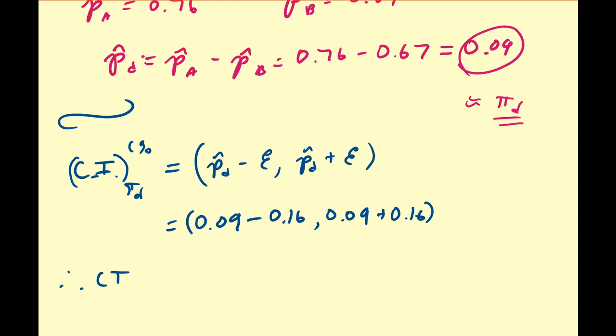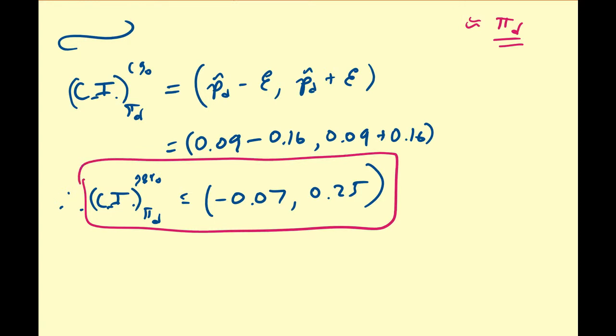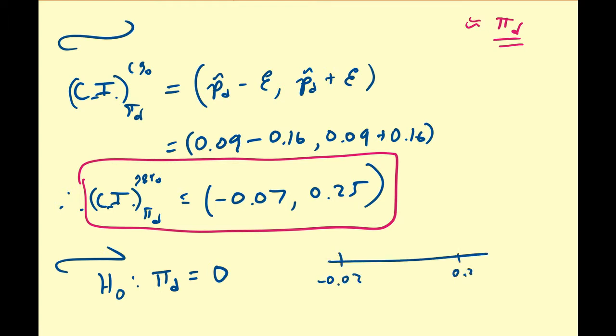So that means the confidence interval for our population proportion difference under a 98% level of confidence is going to be equal to negative 0.07 and 0.25. So this is what we're going to work with in terms of making our conclusions. Remember, our null hypothesis was that pi D was equal to 0. So if we look at these numbers, negative 0.07 and 0.25, our null hypothesis value, 0, lies in between our confidence interval, right?